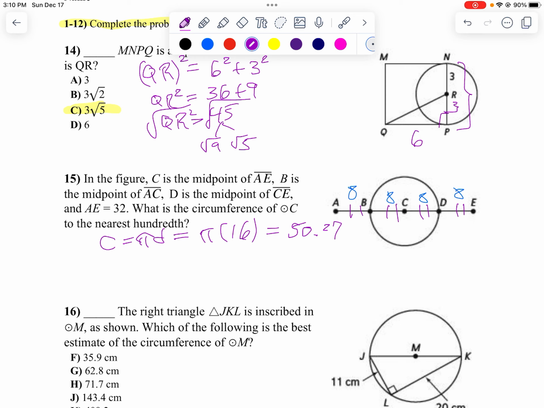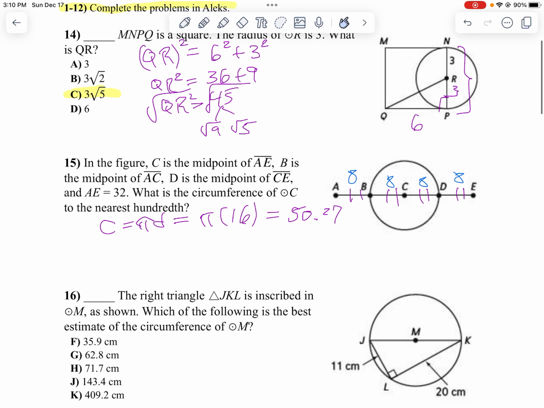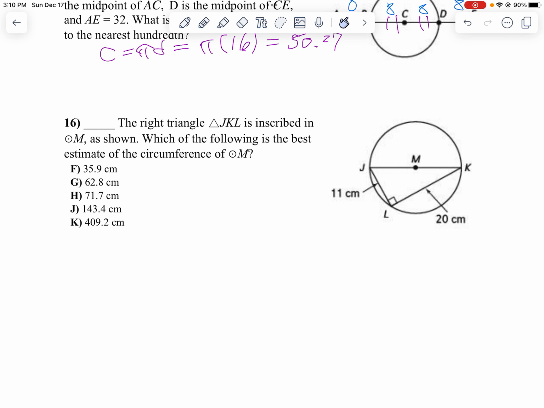Now, let's take a look at our next problem. In our next problem, we got this right triangle inscribed in circle M as shown. And which of the following is the best estimate for the circumference? So what I'm going to do here is J to K, I'm going to call D for diameter.